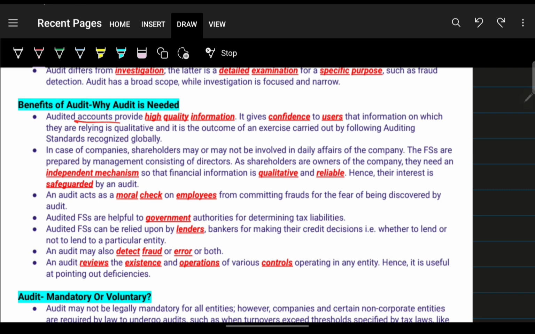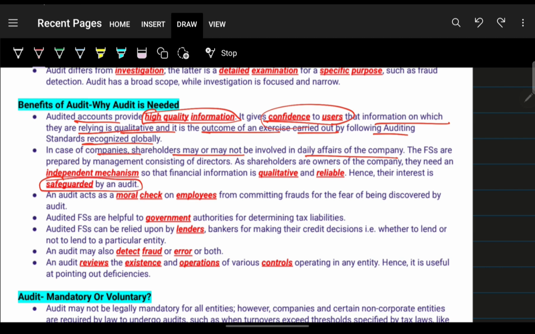Right here, audit of accounts provides us with high quality information. It gives confidence to the users that the information on which they are relying is qualitative and the outcome of the exercise carried out is recognized globally. Next, in case of a company, shareholders may or may not be involved in the day-to-day affairs. So therefore, it safeguards the interest of the investors, or the shareholders.